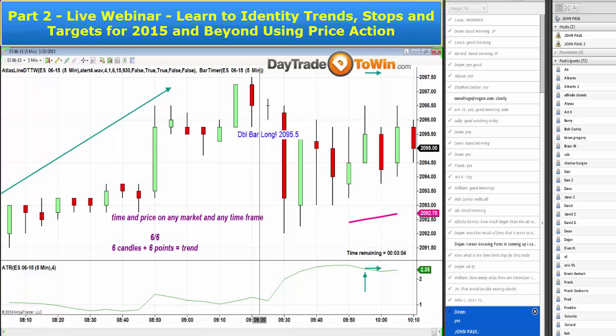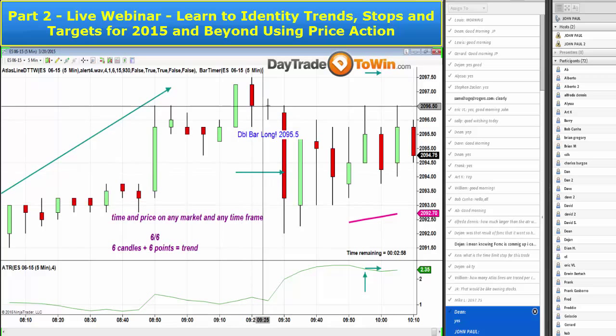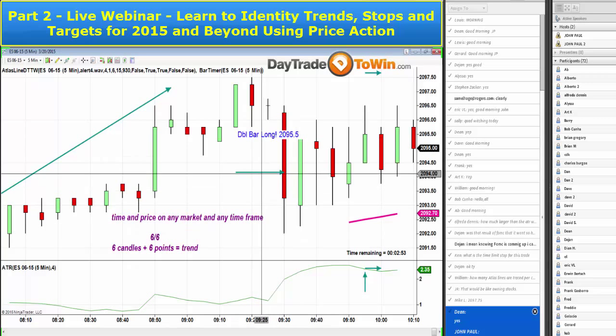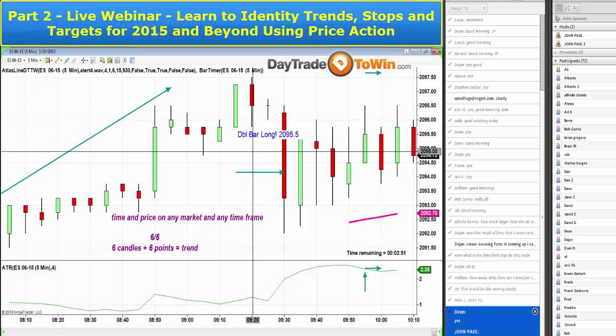I would say no. So when you have, for example, this candle here, this candle is 2096.50, 2092, that's about 4 points, I would say a pretty large bar in range. Can you say that this candle is a trend? No. Definitely not.